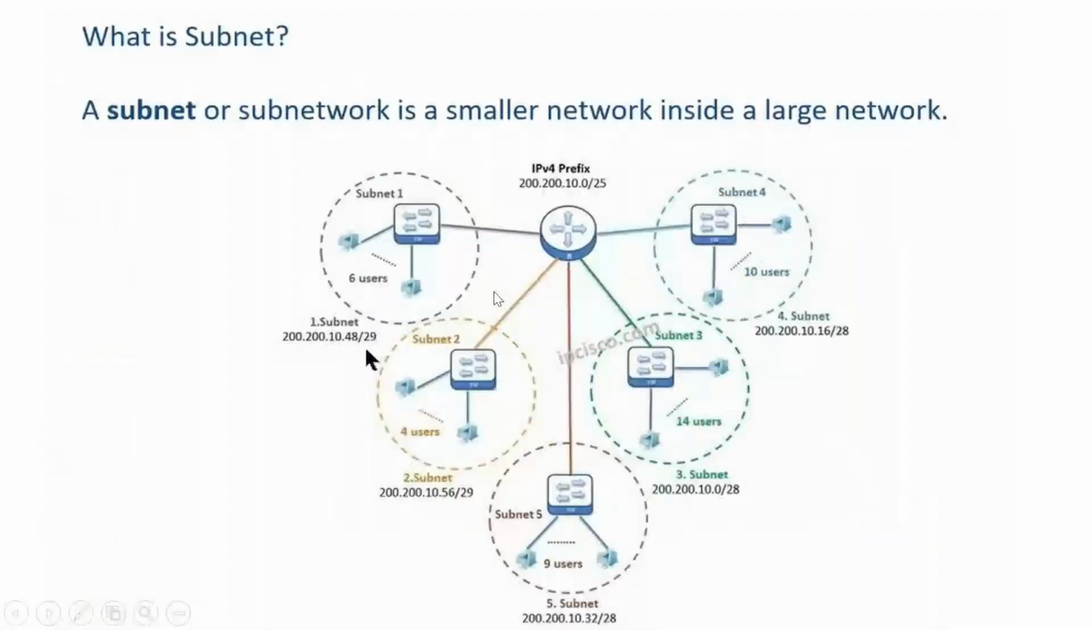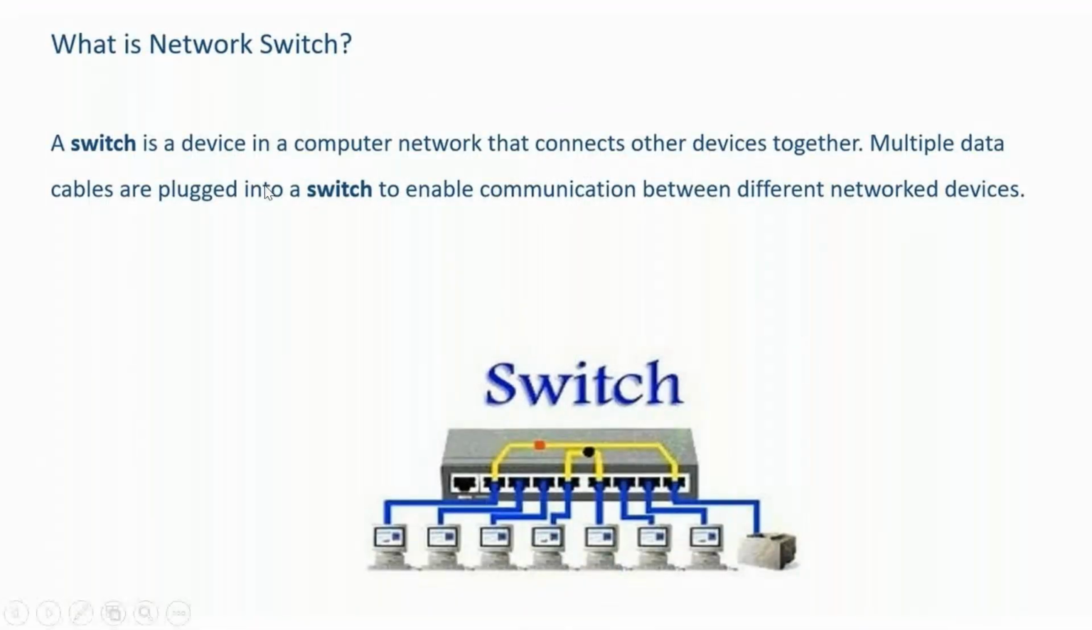And another device called a switch. A switch is a device in a computer network that connects other devices together. Multiple data cables are plugged into a switch to enable communication between different networked devices. If you connect devices like a printer, laptops or desktops to the same switch, then they can communicate among themselves. It's a switch device.